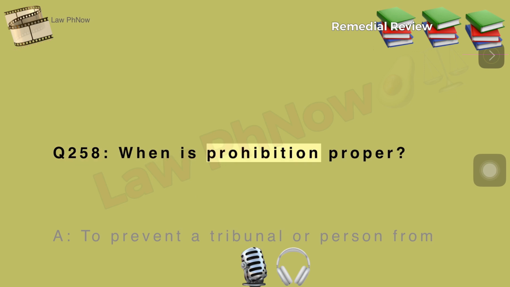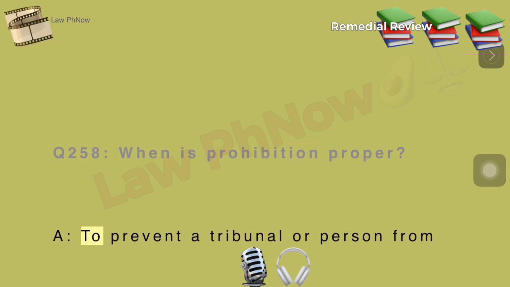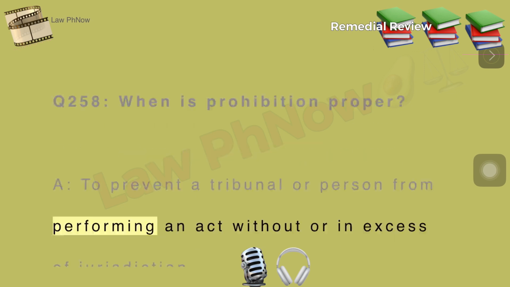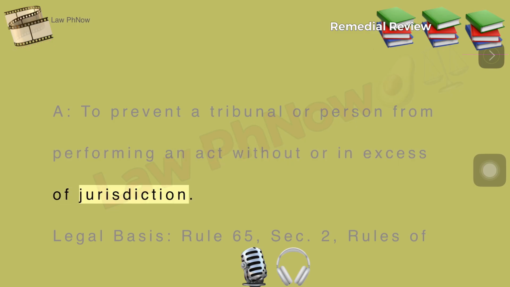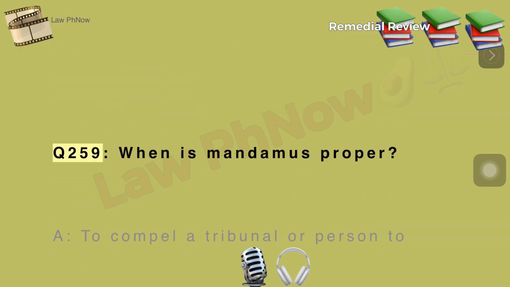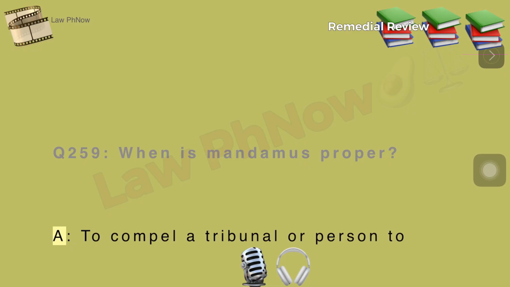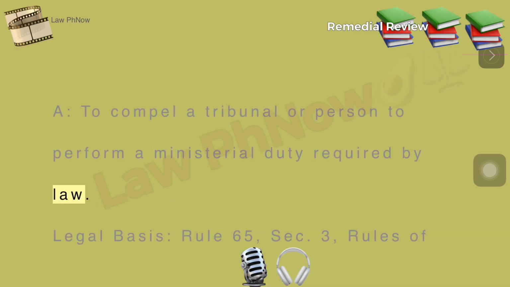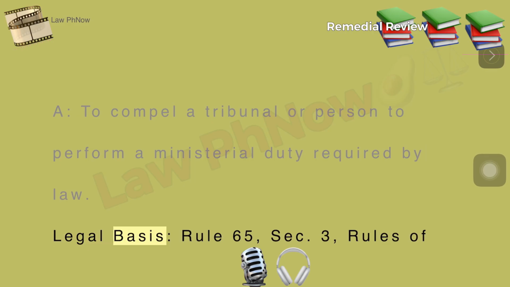Q258. When is prohibition proper? A. To prevent a tribunal or person from performing an act without or in excess of jurisdiction. Legal basis: Rule 65, Section 2, Rules of Court. Q259. When is mandamus proper? A. To compel a tribunal or person to perform a ministerial duty required by law. Legal basis: Rule 65, Section 3, Rules of Court.